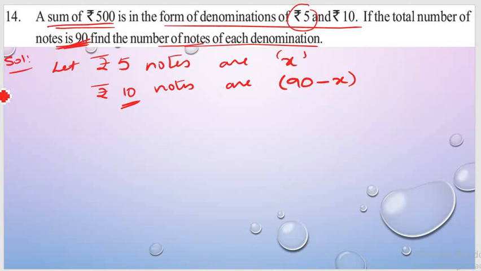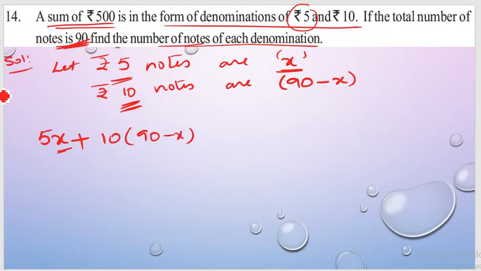Now if I want to find out the amount obtained by these 5 rupee notes and 10 rupee notes, if I am having one 5 rupee note, that means I am having 5 rupees. If I am having 10 5 rupee notes, that means I am having 5 into 10, which is 50 rupees. The same way, since I am having X 5 rupee notes, I am having 5 into X rupees. The same way, for the 10 rupee notes, I can directly take 10 into 90 minus X.